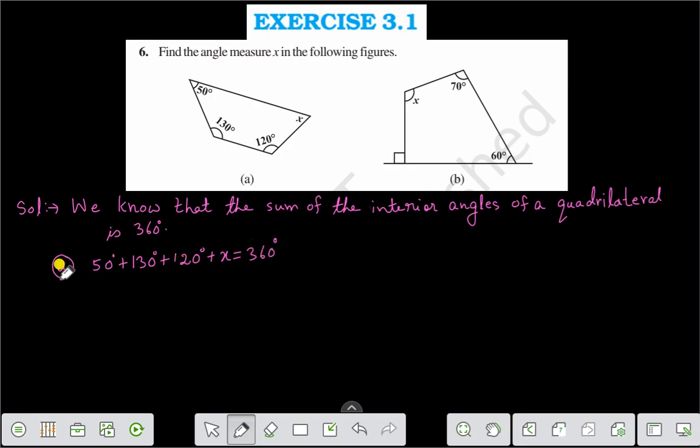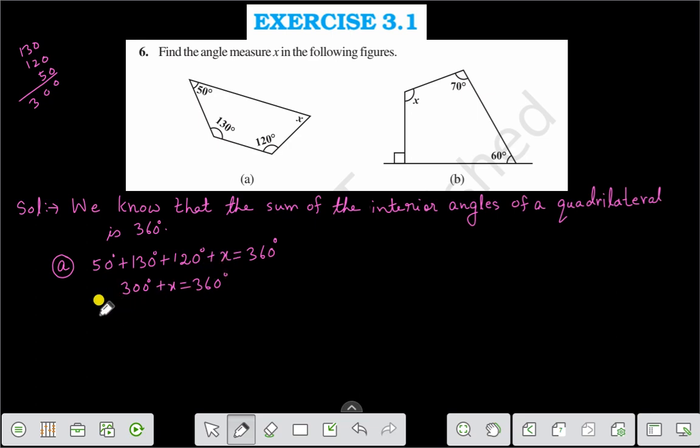Right? If we add all the numbers, what do you get? You see 130 plus 120 plus 50. We are adding this one. It is 0, 5 plus 2 is 7, 7 plus 3 is 10, carry 1, that is 300. Therefore we get 300 degrees plus x is equal to 360 degrees.